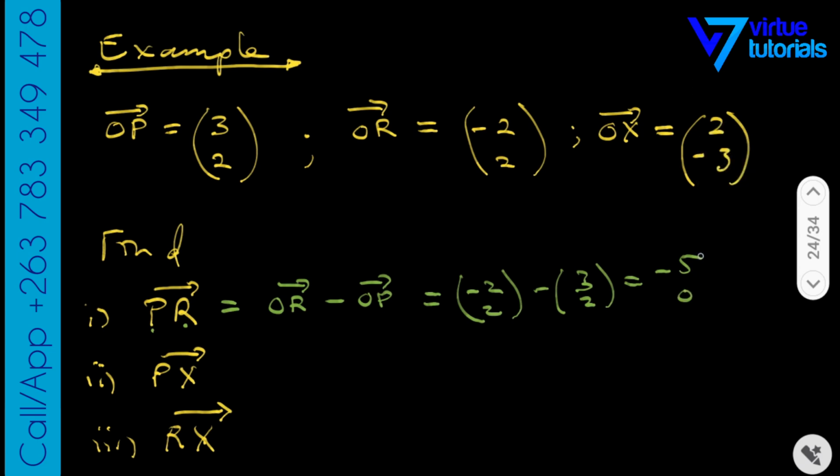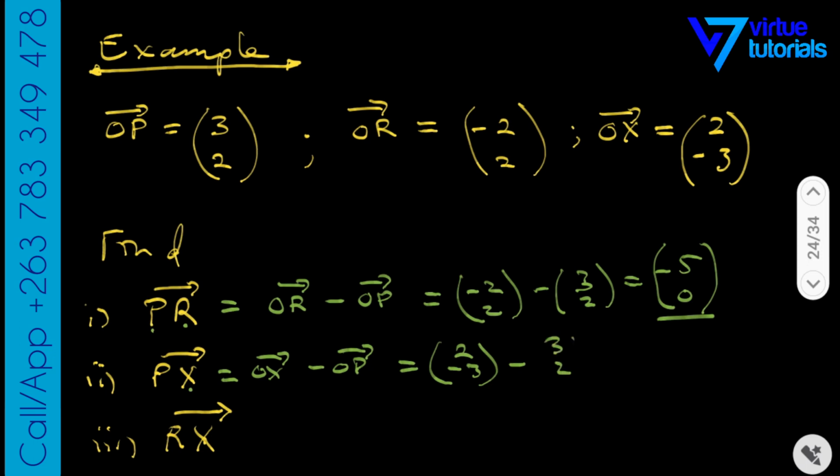Okay? PX will be, I take the second one, OX minus OP. This will give you, OX is (2, -3), and then your OP is going to be (3, 2). So that's going to give us (-1, -5). And there you have it.